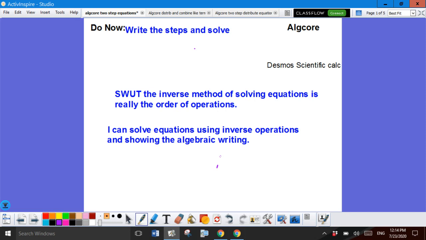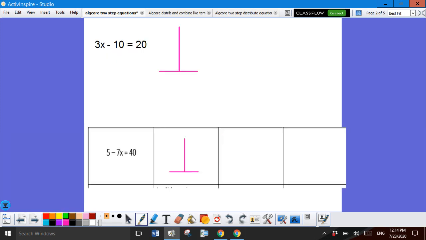So I want you to think about this. What is happening between the 2 and the x? Hopefully you said that was multiplication. And the inverse is division. Okay, the inverse is division. What if I give you this? If you said, well, that's division, you're right, and the opposite is multiplication. What if we're looking at something like this?